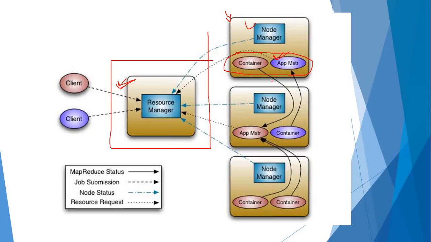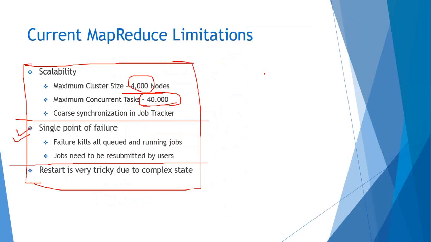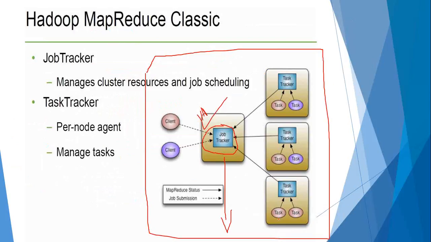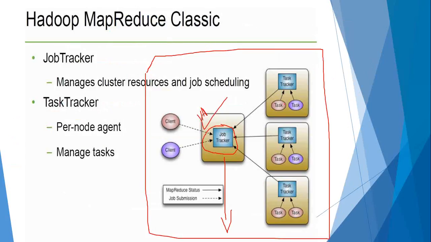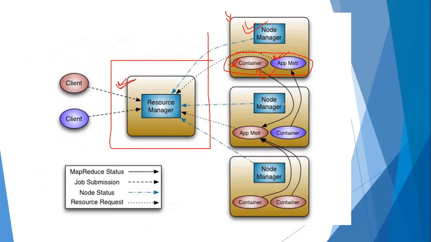Now, what are these node managers and containers? As I told you, containers are your instances where your tasks are running. The application master itself runs in a container only, and your real jobs, these tasks, are also spooled into containers only. And the node manager is similar to your task tracker. This node manager manages the node.